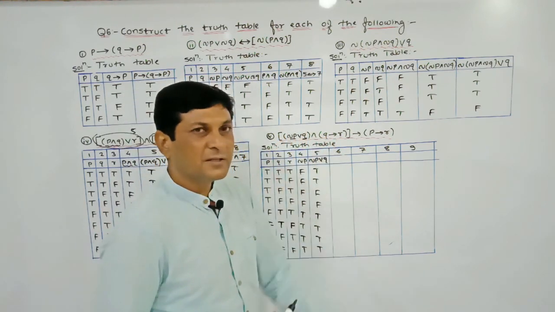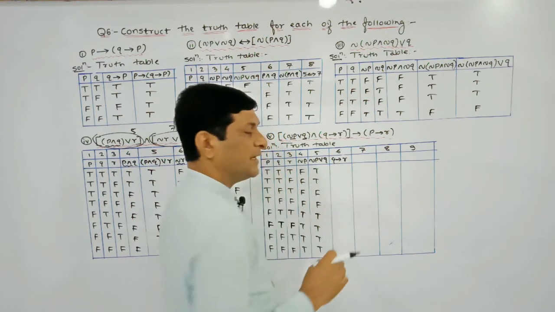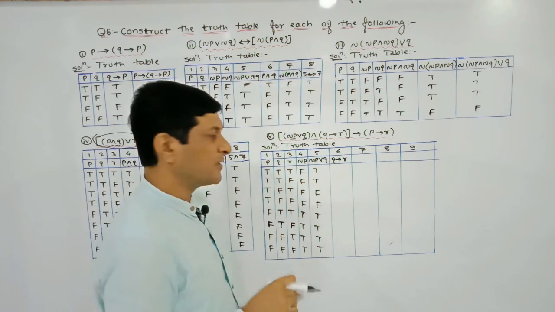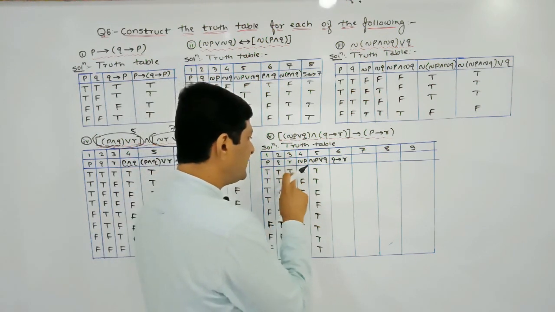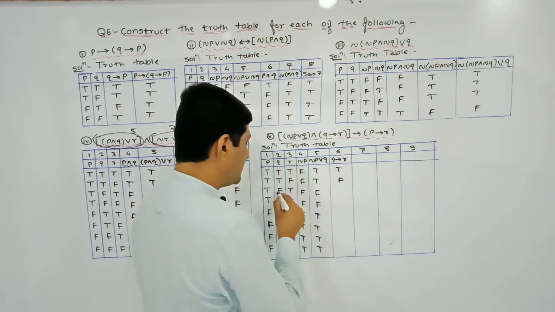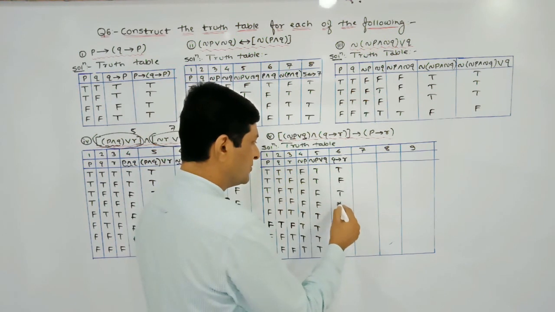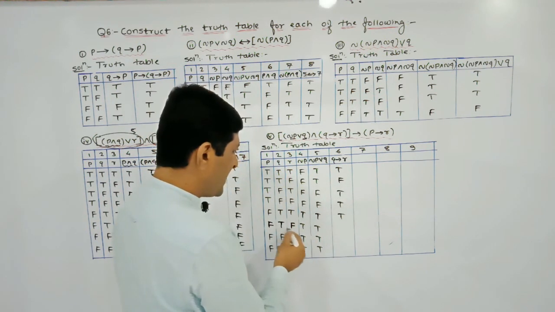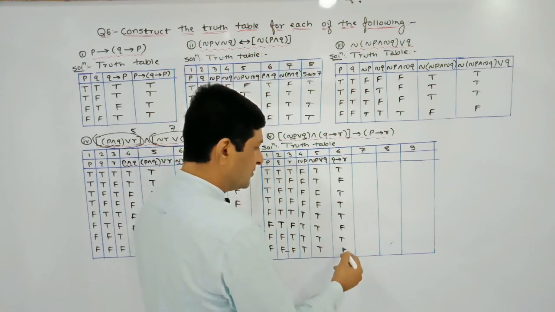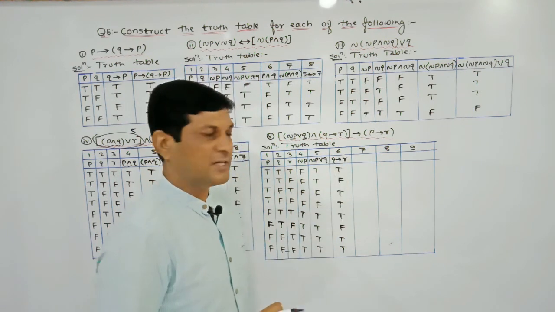Now we are finding the truth value of Q implies R. In case of implication, if TF appears, at that time only implication is false, otherwise true. So here TT is there means true, TF appears means false, TF does not appear, TF does not appear, TF does not appear. So true, true, true. Here TF appears, so false, and here TF does not appear, so true, true. Implication is false only when the first statement is true and the second statement is false.